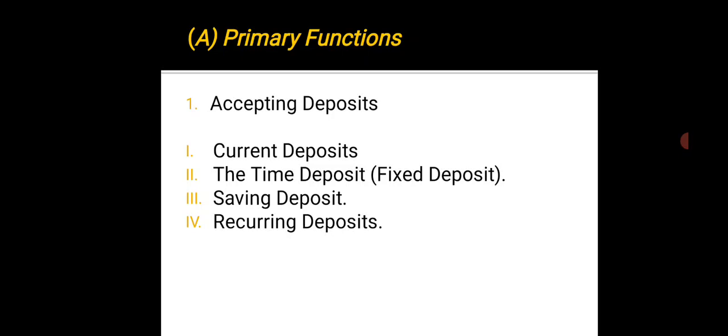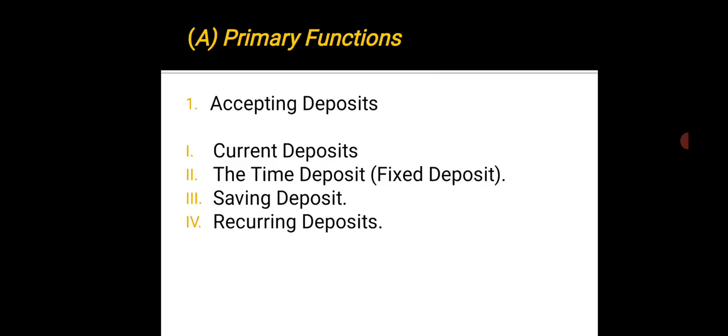Second is time deposit, which is also called fixed deposit, for a fixed period of time. Fixed deposits are those which are made for a fixed period of time. These cannot be withdrawn before expiry, and withdrawal is not possible without prior notice to the bank. It carries a high rate of interest depending upon the period of deposit. The longer the period, the higher the interest.